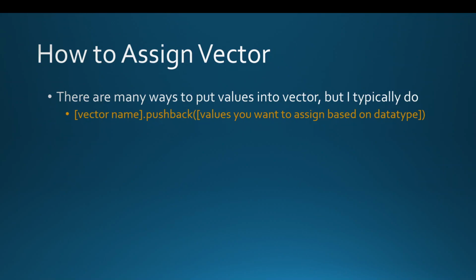How do you assign vectors? There are many ways, but I typically put in the vector name, dot, push_back, and then inside the parentheses, you put in the values. Inside that, you can put whatever value based off of the data type. So that's the spiel about vectors. Let me show you how to do it. Let me show you by hand.